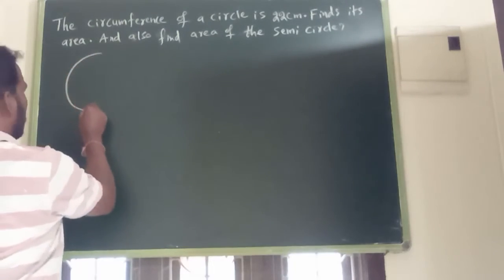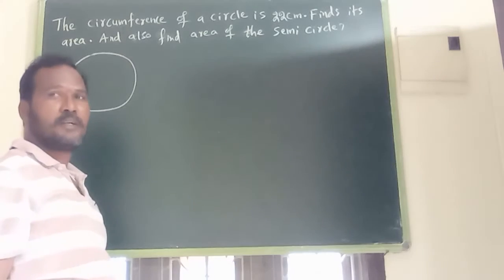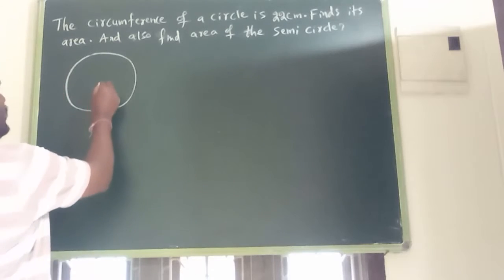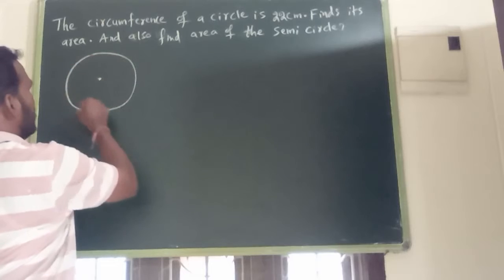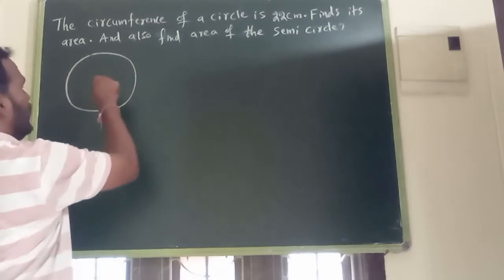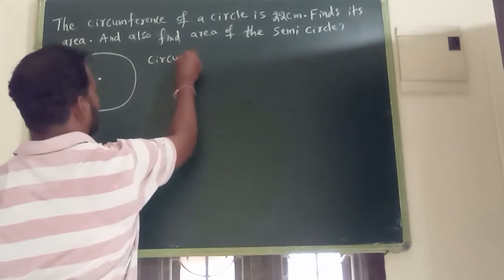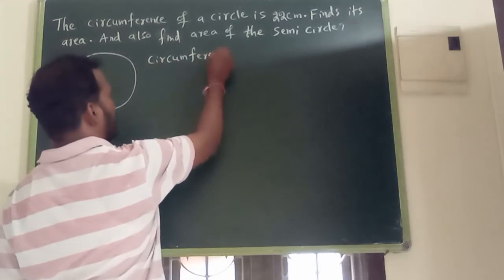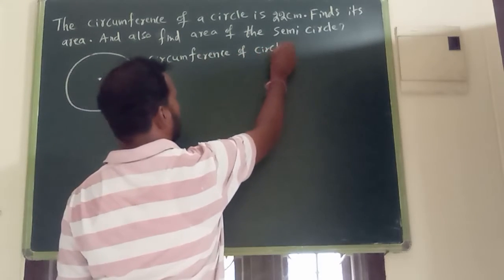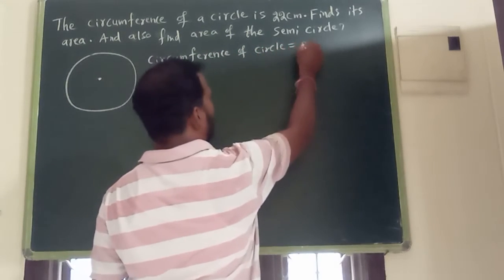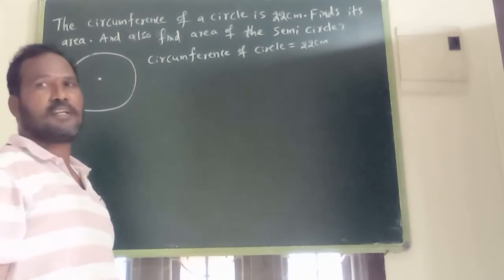Suppose there is a circle. Take a circle with a center point. This is the center. The circumference of this circle is given as 22 centimeters. This is the given data.